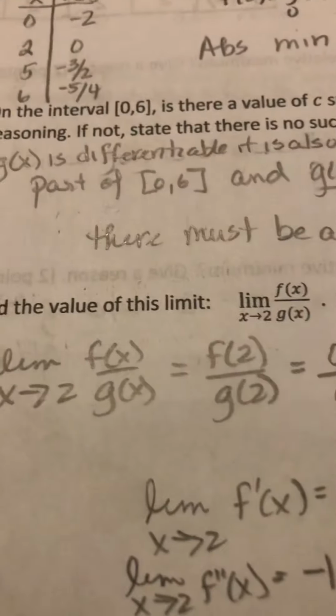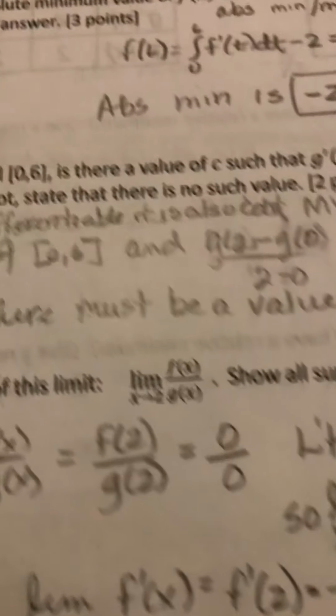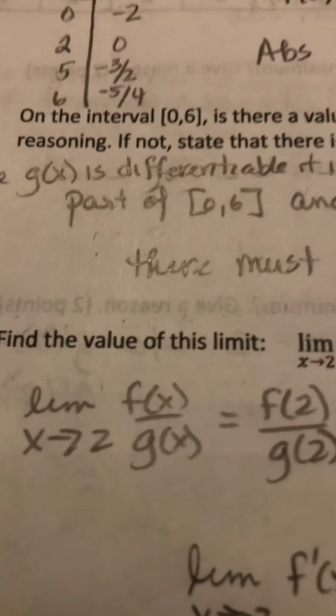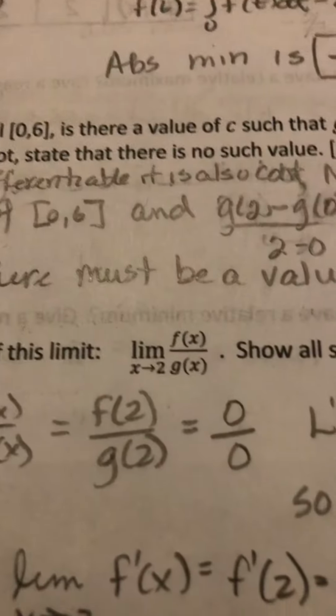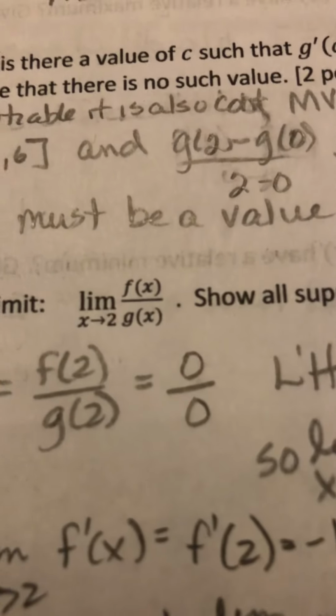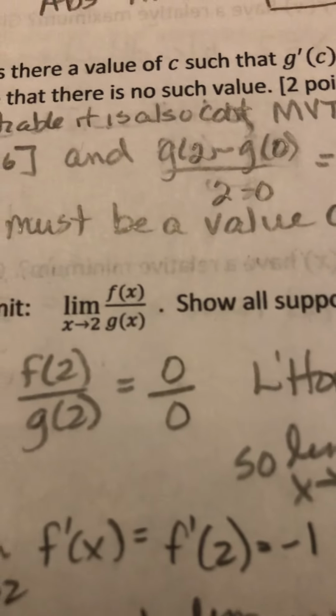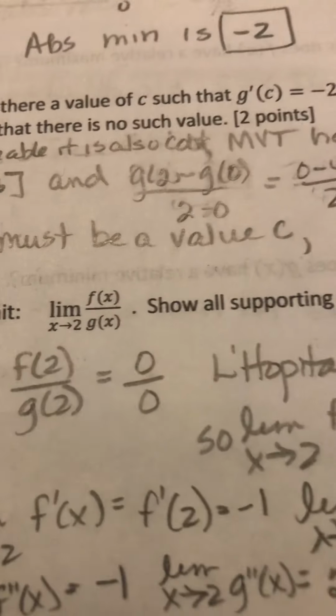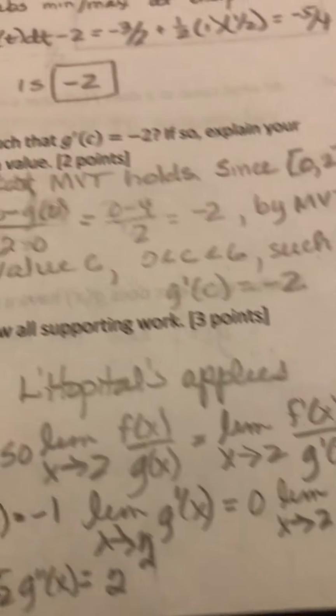Part F, here we go, limit, probably going to be L'Hopital's again, right? So the limit as x approaches 2 of f of x over g of x becomes f of 2 over g of 2. F of 2 we found out up above in part C was 0. G of 2 we have in our chart is 0. 0 over 0 means we do L'Hopital's.